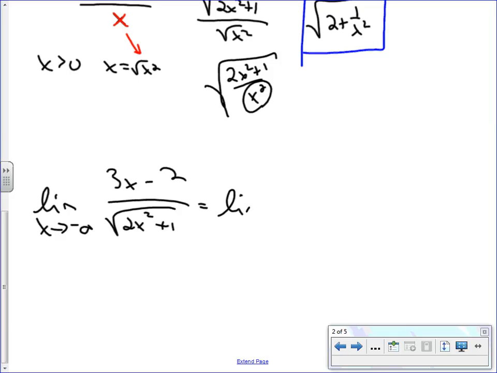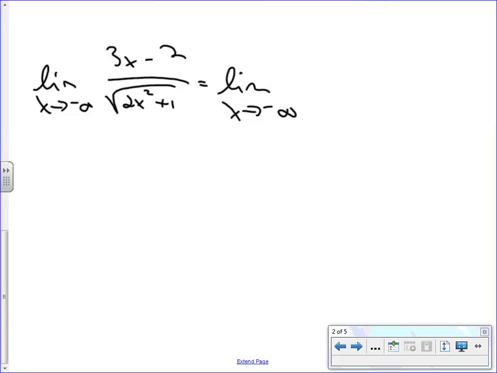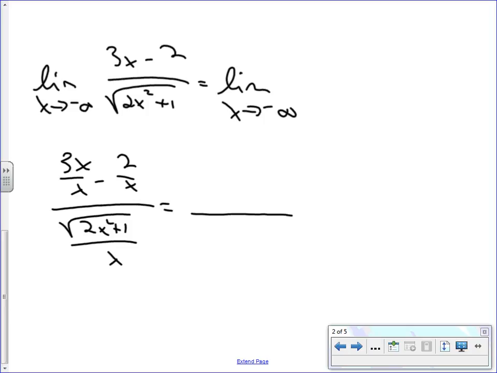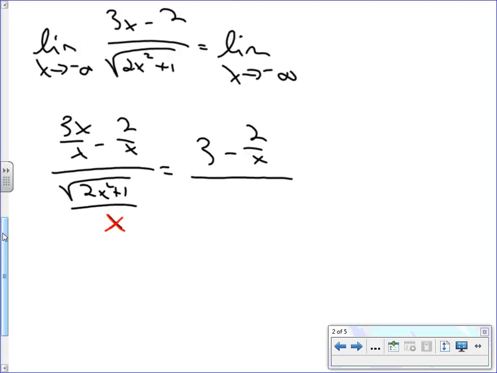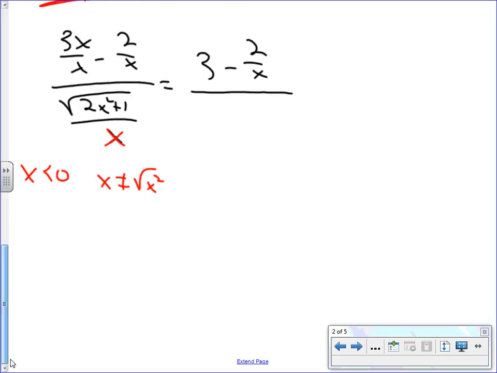And again, I'm going to have to write a second limit statement here. I'm going to do the exact same process. I'm going to take 3x divided by x, 2 divided by x, square root of 2x squared plus 1, and divided by x. And then here's where the difference comes in. The numerator is not different, but right here, because we are looking at x approaching negative infinity, that means my x value must be negative. And so therefore, x does not equal the square root of x squared. That's not what it equals. I think what I said earlier was the square root of x squared equals negative x.